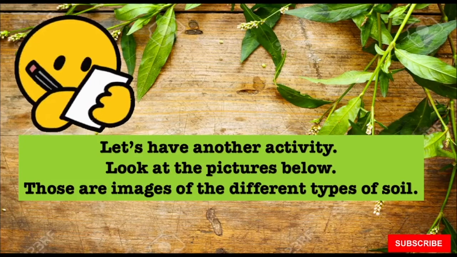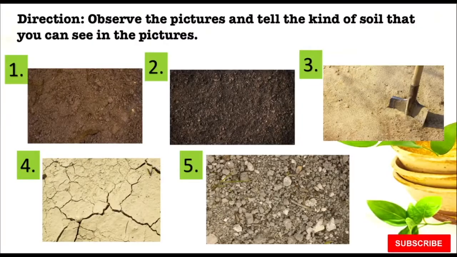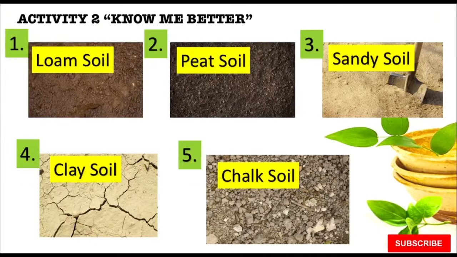Let's have another activity. Look at the pictures below. Those are images of the different types of soil. Direction. Observe the pictures and tell the kind of soil that you can see in the pictures. Are you done observing? Very good. Number 1, it is a loam soil. Number 2, peat soil. Number 3, sandy soil. Number 4, clay soil. And number 5, chalk soil. Very good.